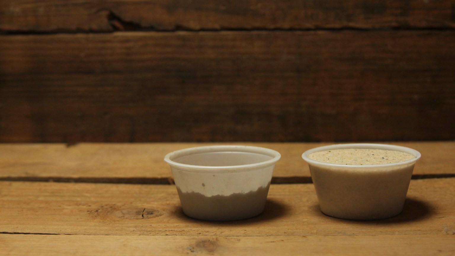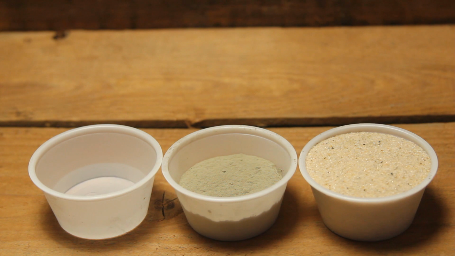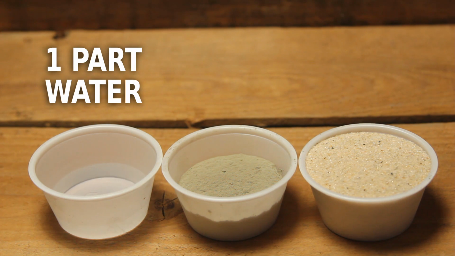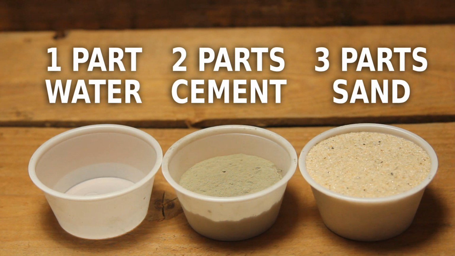As with almost anything that you mix together, there's going to be some ratios involved. There's so many different kinds of ratios that you can use when making concrete, but today I'm going to show you a real simple, very basic concrete mixture using just sand, Portland cement, and water. And it's a simple 1-2-3 ratio. It's going to be 1 part water, 2 parts Portland cement, 3 parts sand.